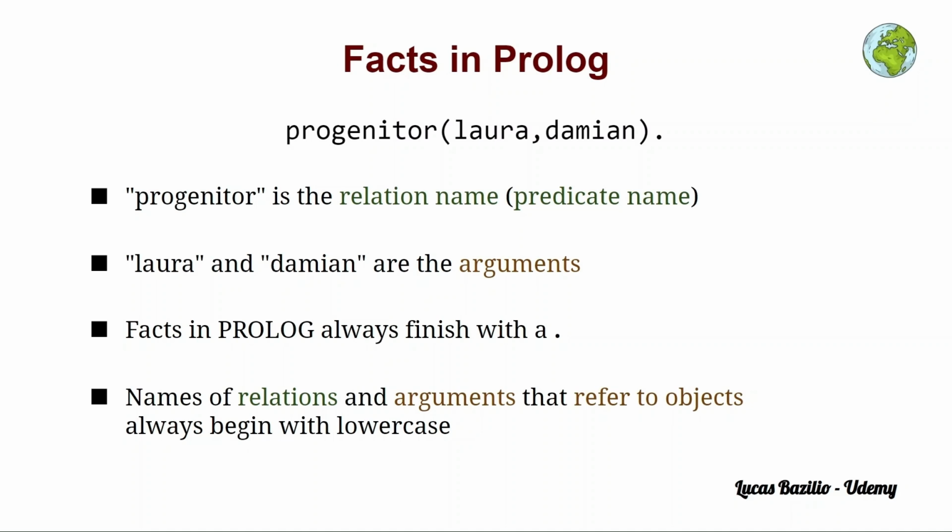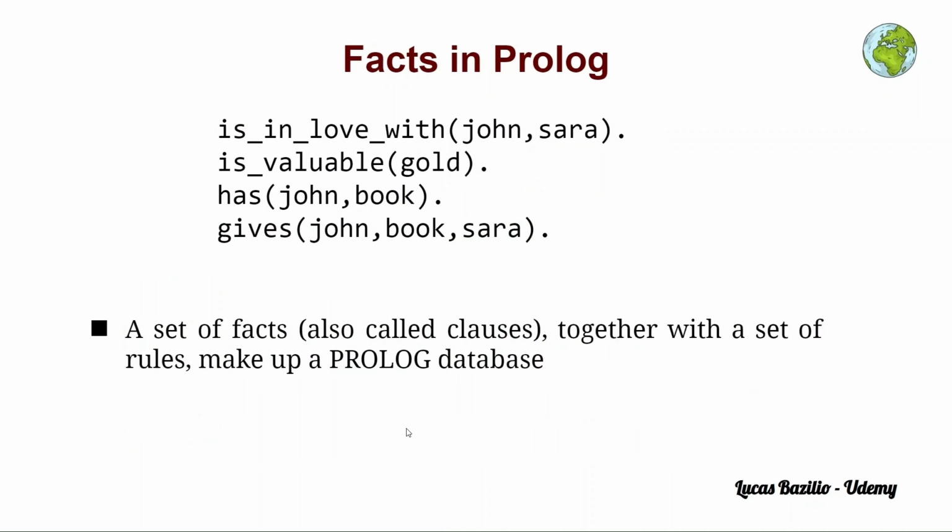So the aspect that relations and arguments that refer to objects begin with lowercase is very important because, as we will see later in the course, when we want to define variables in Prolog, variables always begin with an uppercase letter. Whenever we want to declare and work with variables in Prolog, they need to begin with an uppercase letter. Very well, let us now study more examples of facts in Prolog. Let us begin with the fact Sarah is in love with John.